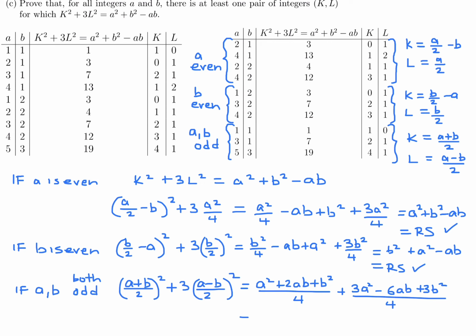And when you add this all up, it gives me 4a squared over 4, so a squared, 4b squared over 4, so that's b squared, and then minus 4ab over 4, so minus ab. So again, it equals the right side. So there we go. We just proved that one as well.